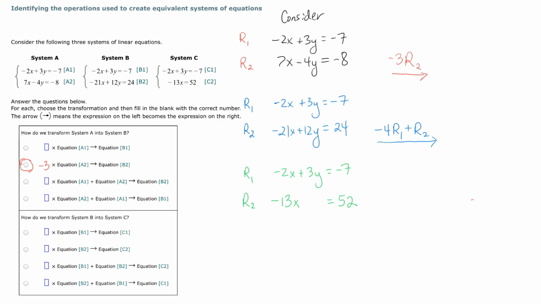So to answer the second part of the question, how do we transform system B into system C? Well, there it is. There's the answer. It's negative 4 times row 1. And then we're not going to store in row 1. We're going to store in row 2. So negative 4 times row 1, add it to row 2, and then store in row 2.